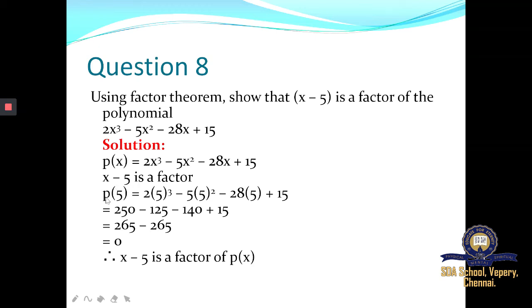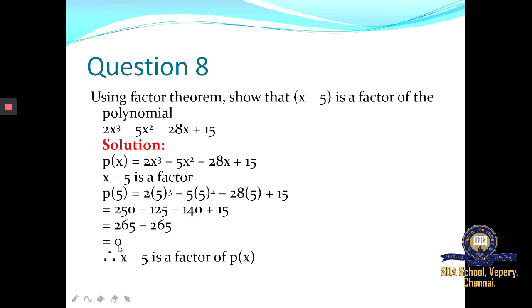Then again I have to merely substitute 5 in the place of x. So what will I get? 2 into 5 power 3 minus 5 into 5 square minus 28 into 5 plus 15. Therefore 2 into 5 power 3 is 125, then 2 into 125 is 250, minus 5 into 5 square, which is 25. 25 into 5 is 125, then 28 into 5 is 140, then plus 15. After simplifying, I get the answer as 0, which means x minus 5 is a factor of p of x. I hope you got it, students. Okay, moving on to the next question.